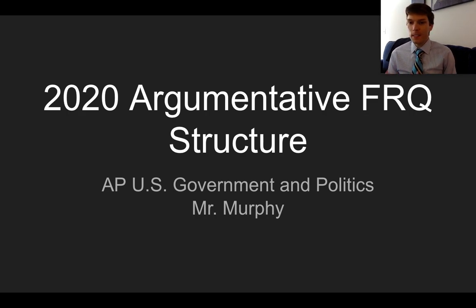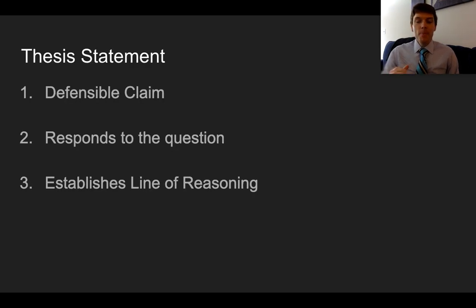And the thesis and claim for the argumentative FRQ in AP Gov is different from a thesis that you would make in AP US History or AP World History, and certainly different from a thesis that you would see in an English or a language arts class. So the thesis statement has to have three key components in order to get the full thesis point on the AP Government exam. Number one, a defensible claim, which means that it can be argued, right? You're either on one side or the other.